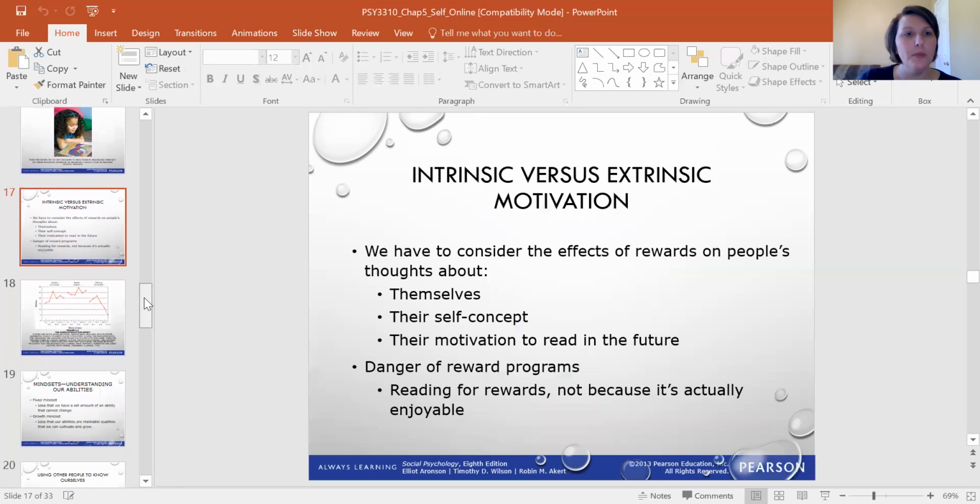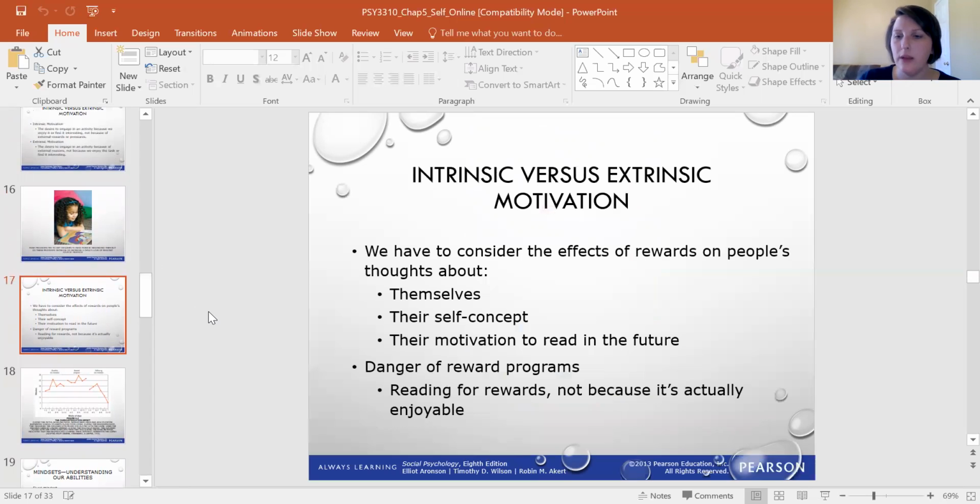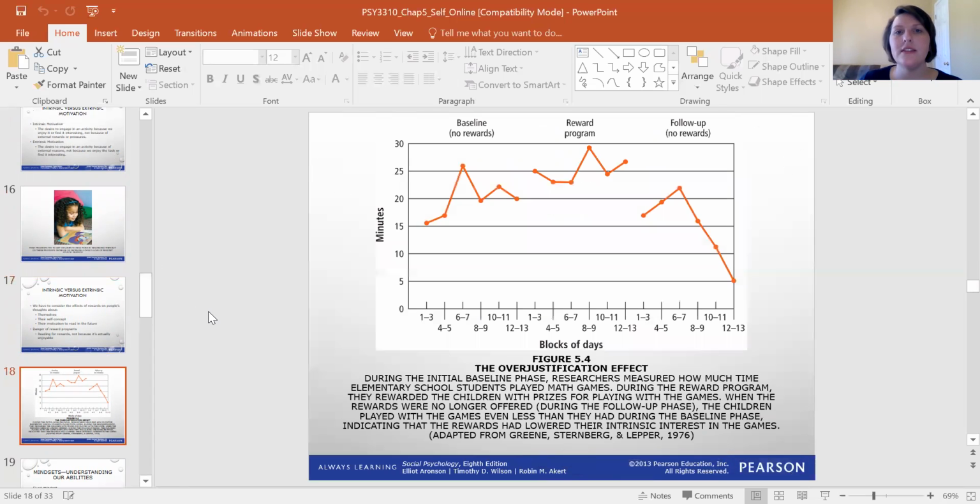So this is basically what I just sort of described here. This idea of this particular study that was done in reading programs in children, this idea that children, well, actually this was not a reading program. This kind of is the same idea as a reading program, but this is with math, a math game.